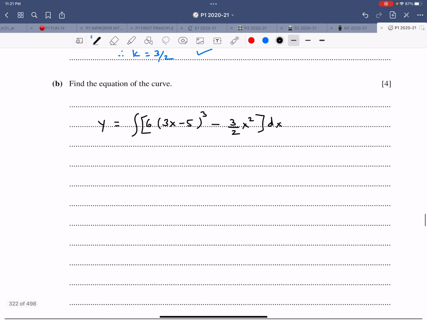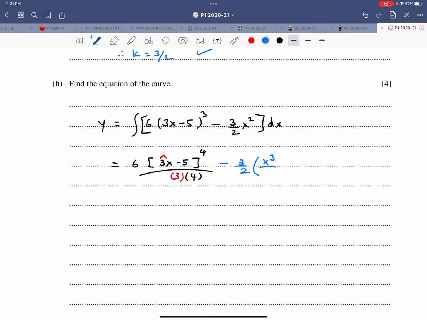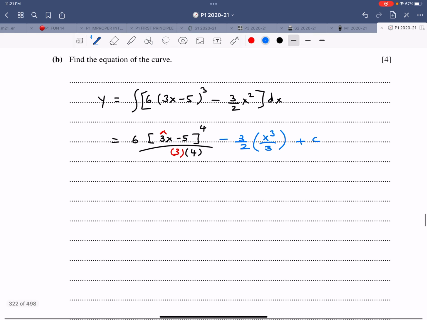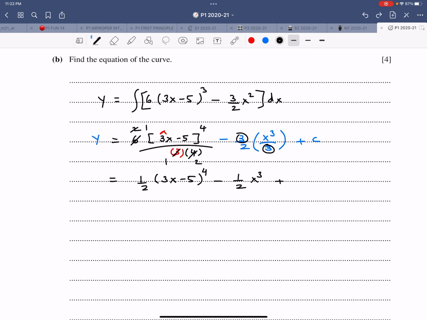So let's first integrate. This is 6 times 3x minus 5 raised to the power of 4 divided by 4, divided by the coefficient of x, which is 3. And this minus remains as it is, 3 over 2 remains as it is, x cube over 3, plus a constant of integration c. Now 3 1s are, 3 2s are, 2 1s are, 2 2s are. So this is half 3x minus 5 raised to the power of 4. This 3 cancels, minus half x cube plus c. So first simplify, then we will evaluate.